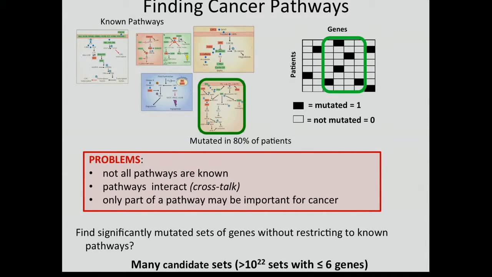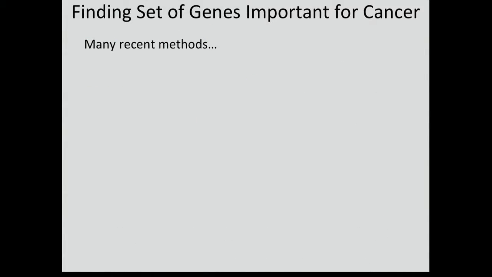And so what we want to do actually is to move away from using known pathways and try to identify new set of genes that are important for cancer. So our question is, how can we find significantly mutated set of genes without restricting to known pathways? The main problem is that there are many candidate sets if we want to look at all of them. And in recent years, many methods have been proposed to try to identify important set of genes in cancer without having to essentially look at all the possible candidates.